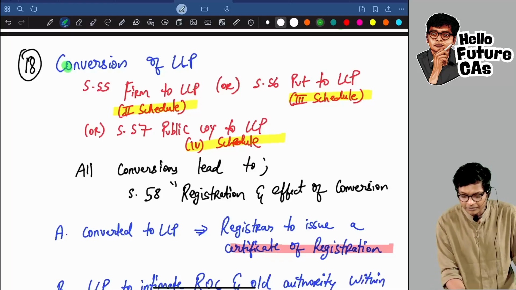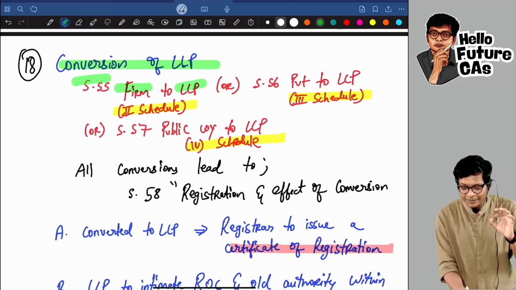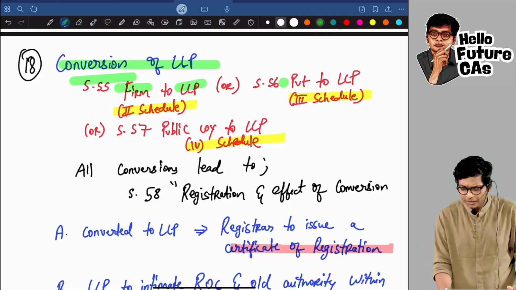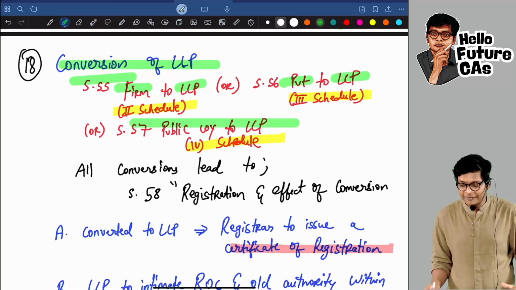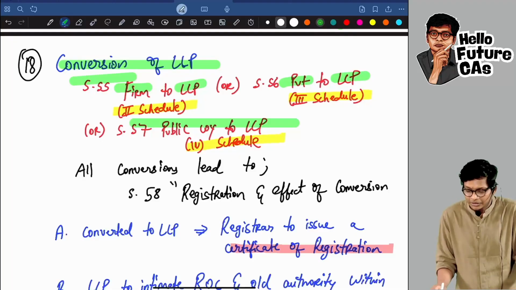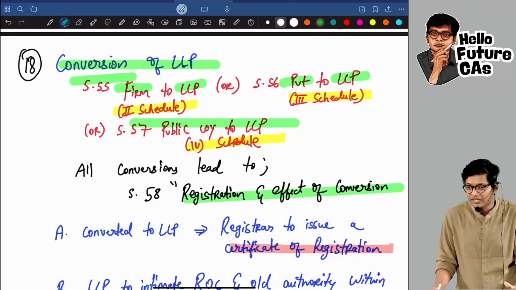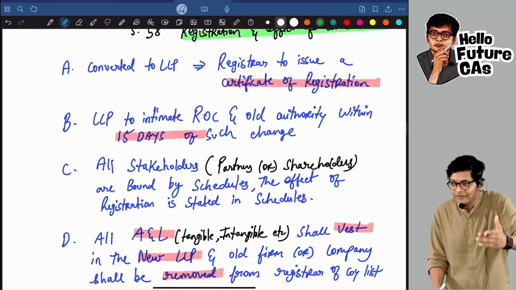Conversion of LLP. Simple, sir. A firm can be converted to LLP, section 55. A private limited company can be converted to LLP, section 56. A public company can be converted to LLP, and they have the schedule. Whatever conversion you do, this leads to registration and effect of conversion. What will happen after conversion? How to convert?